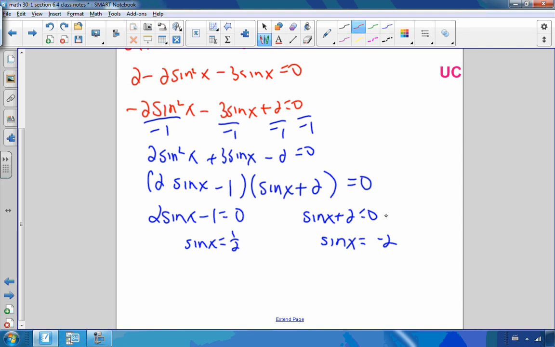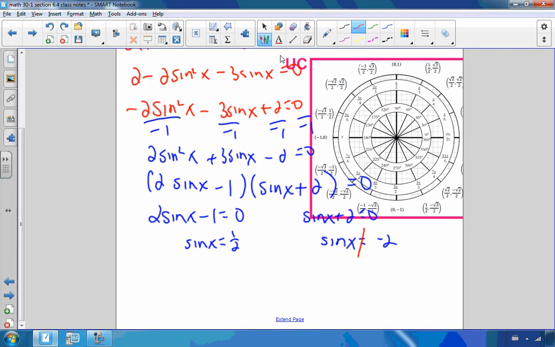Now, hopefully you recognize the range of sine x is between negative 1 and 1, so it was actually impossible to have a sine value that is negative 2. So the only solution I have is sine x equals a half. So I can go again to my unit circle. I'm going to look at where sine is equal to a half.